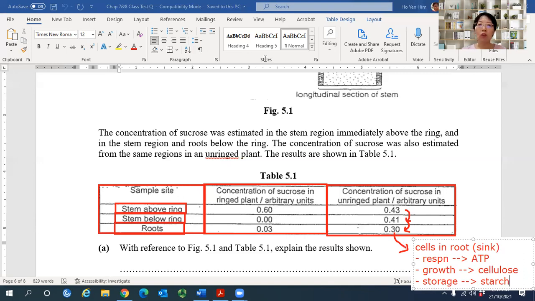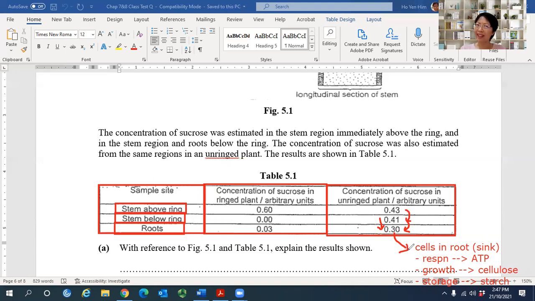So now we have sucrose flowing in from the stem, but we also have sucrose flowing out. So the sucrose flowing in is slower than the rate of taking out? No, it's not slower. It's faster than the rate of the sucrose taking out. So that's why you still get 0.30 there. You still get 0.30 because the rate of transporting in is faster than the rate of transporting out. Correct.